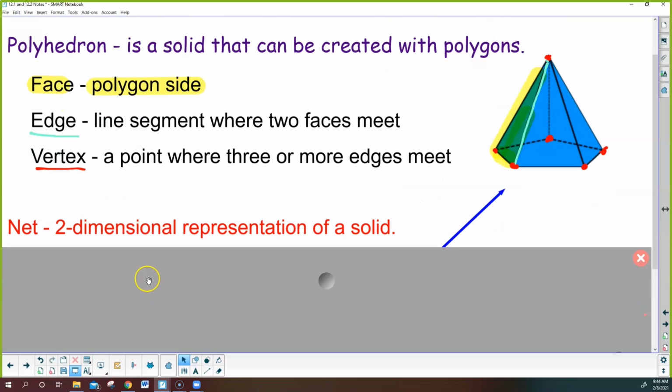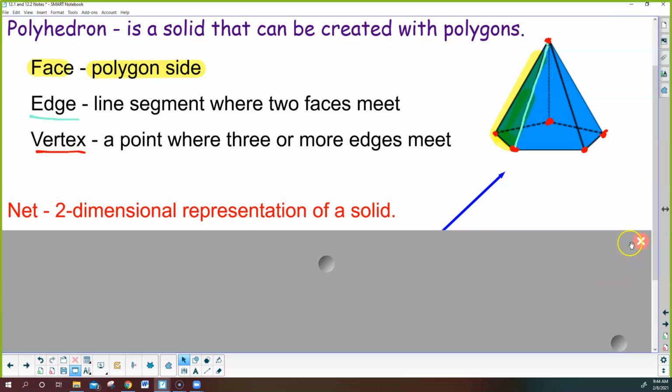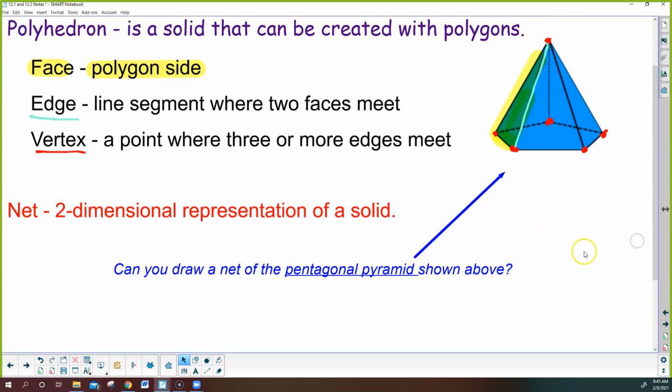Okay, here's a challenge for you today. One of the things we're going to be focusing on is finding the surface area, right? How much space does the area of all the sides and the base take up? Well, to do that, we need to think of this as a net. So what is a net? A net is a two-dimensional representation of a solid. So what I'd like you to do is, can you draw a net of this pentagonal pyramid? I'll give you a second to just go ahead and try that.